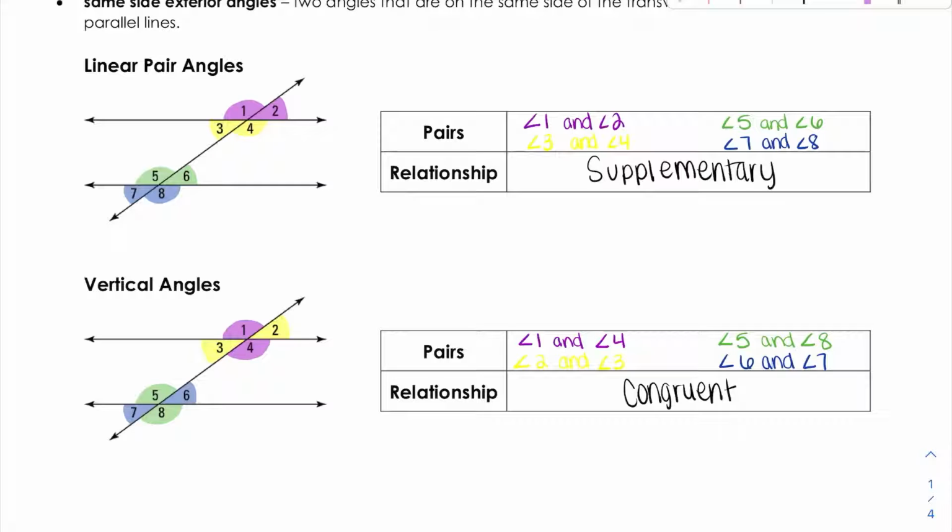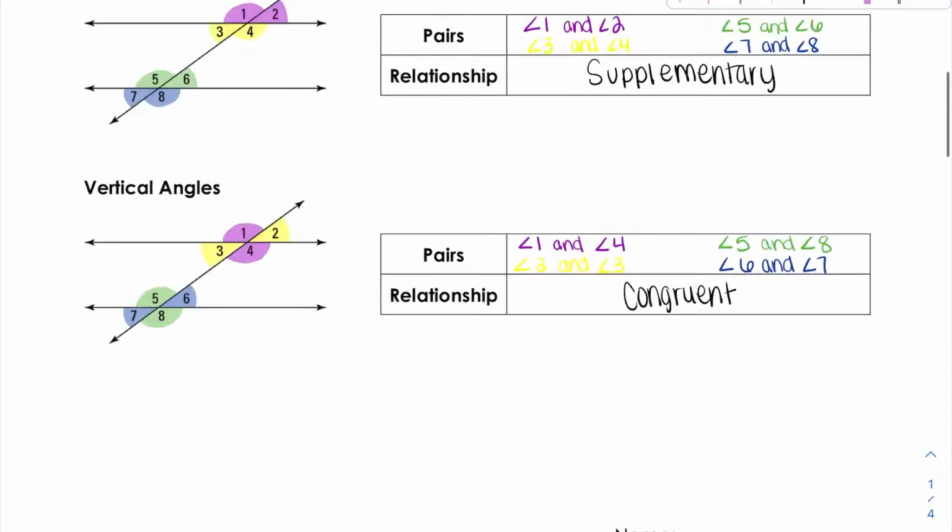Next, vertical angles. These are angles that are opposite from each other when two lines cross. Our pairs of vertical angles are 1 and 4, 2 and 3, 5 and 8, and 6 and 7. The relationship that exists with vertical angles is that they will always be congruent or equal.